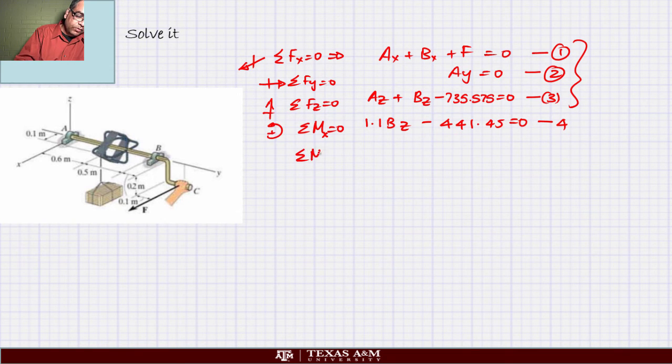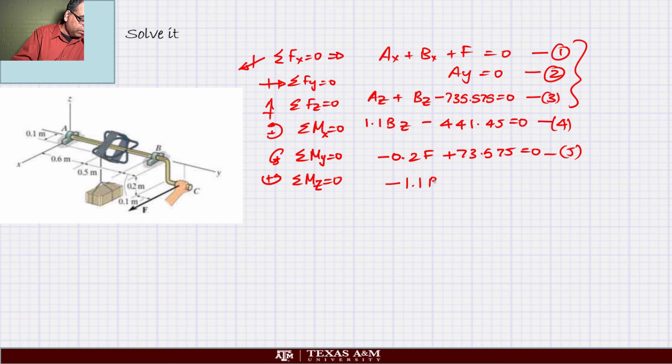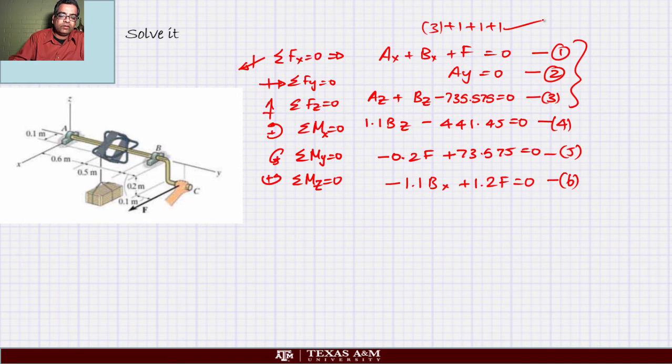That gives me that. Summation of all the moments along the y direction equal to 0. That's that way positive. And I will get minus 0.2 F plus 73.575 equal to 0. That's equation 5. And then summation of all the moments that way positive equal to 0 gives me minus 1.1 Bx plus 1.2 F equal to 0. That's the sixth equation. Let's see how many unknowns I have. Ax, Bx, F, that's 3. Ay is 4. Then Az, Bz is 5 and 6. And there's no new unknown here. 6 equations, 6 unknowns.